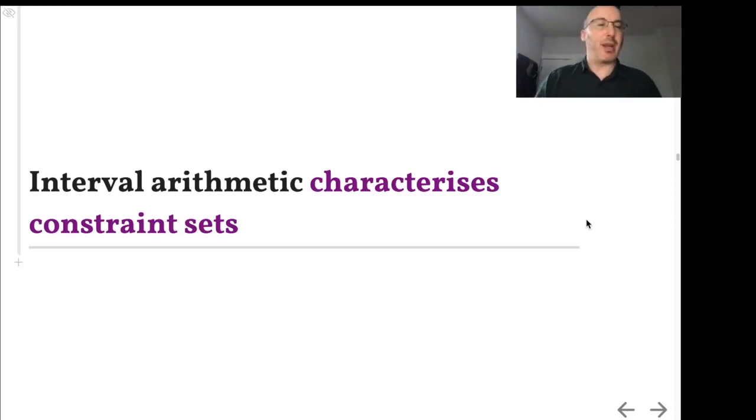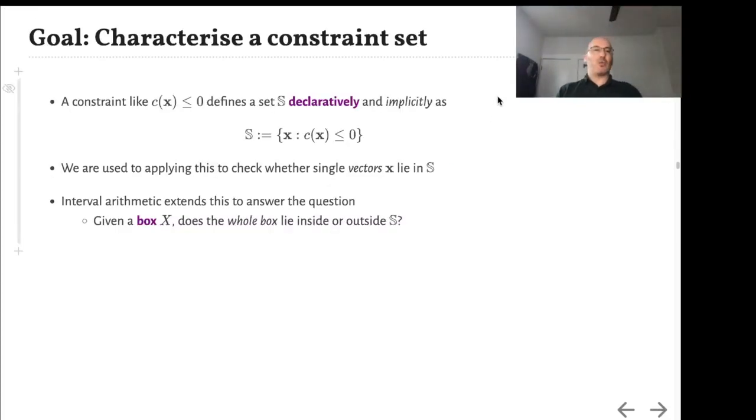One of the reasons that interval arithmetic is interesting, and not only for these global optimization methods that use interval arithmetic, but actually it can be of more general interest, is that we can use it to characterize constraint sets. So I would be very interested to hear of applications in other optimization algorithms that need to characterize constraint sets in this way.